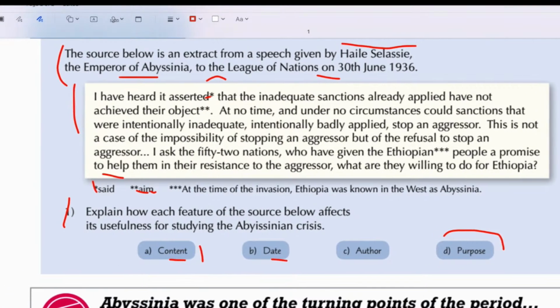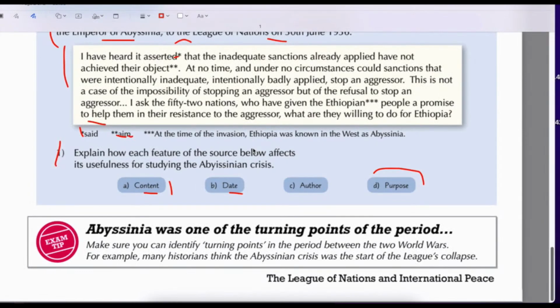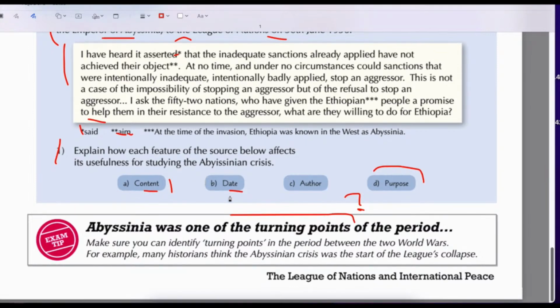In this last part, let me make it a little bit bigger, we have: Abyssinia was one of the turning points of the period. Do you know what a turning point is? This is a question for you. What is a turning point? Analyze it for me and give it to me as homework. Make sure you can identify turning points in the period between the two world wars. For example, many historians think the Abyssinian crisis was the start of the League's collapse. A turning point is probably something that was an important point, but give me a better definition for that. Basically, that is it.